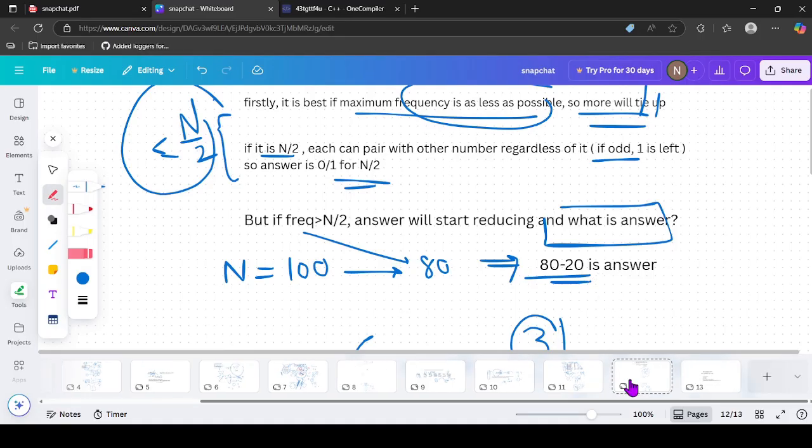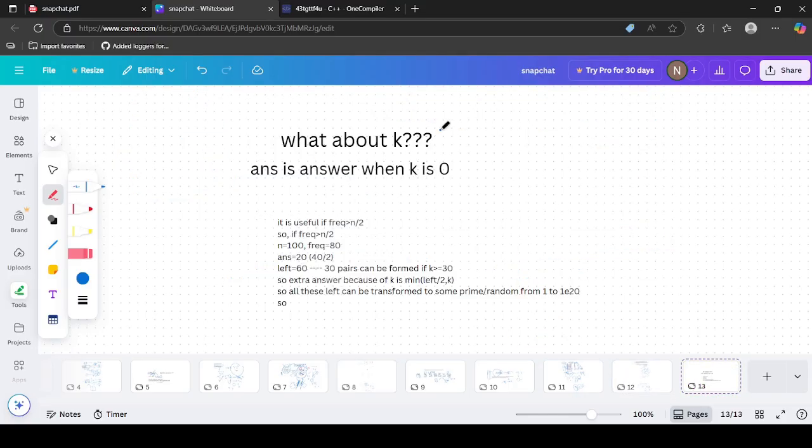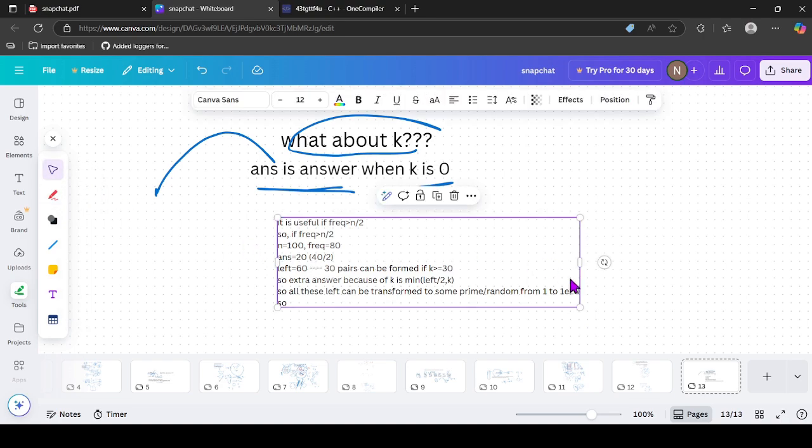So we got an approach to solve this, but we forgot k, right? Till now we did not discuss k. Till now we are able to get the solution without k. So what does it mean? It means that the answer we found before is simply the answer when k is equal to 0. But now k can be anything. And now how can we solve this?